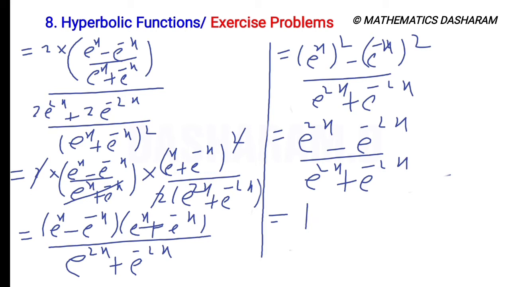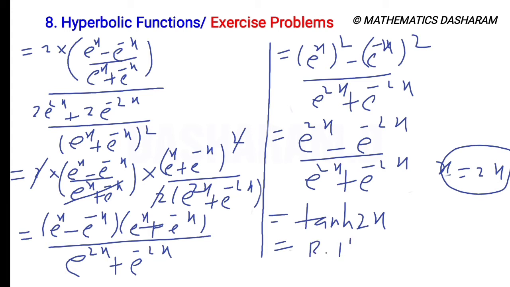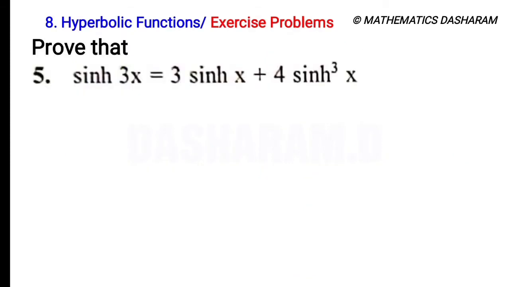So then tanh 2x, because in the place of x we have 2x, so tanh 2x comes, which equals the LHS. So hence proved. The fifth question: prove that sinh 3x equals 3 sinh x plus 4 sinh cube x. First I am going to take the RHS.